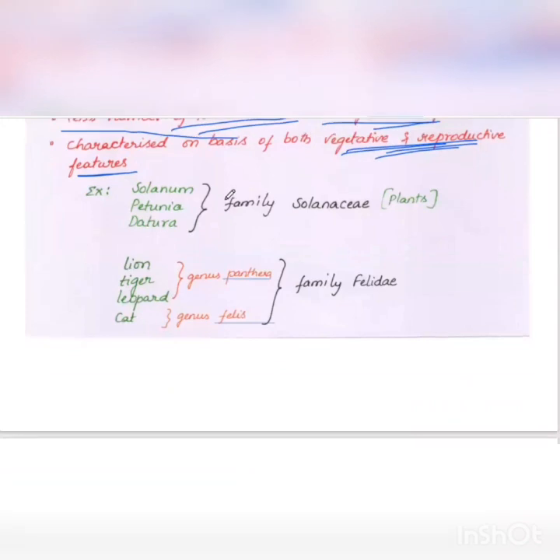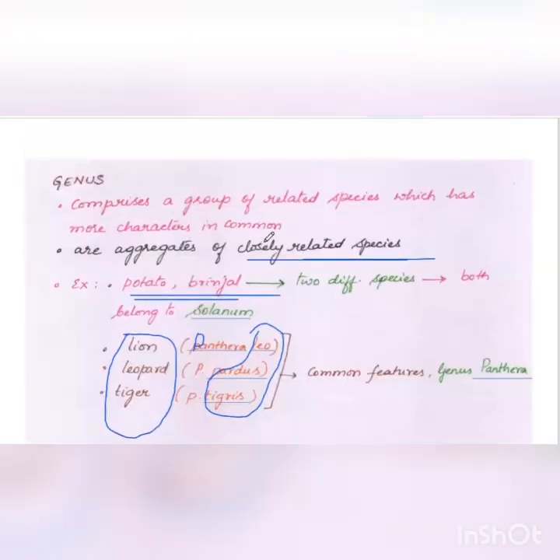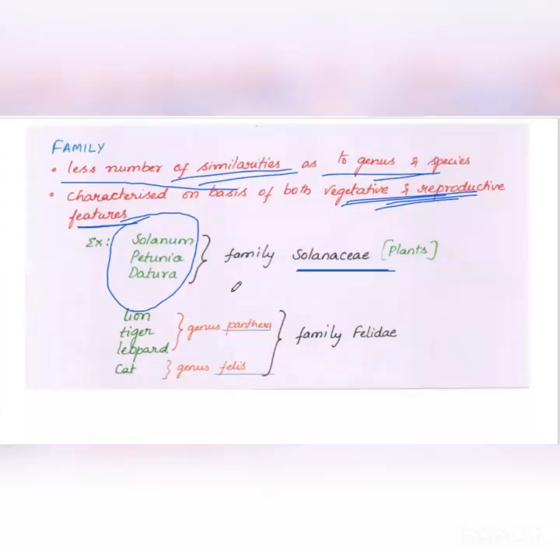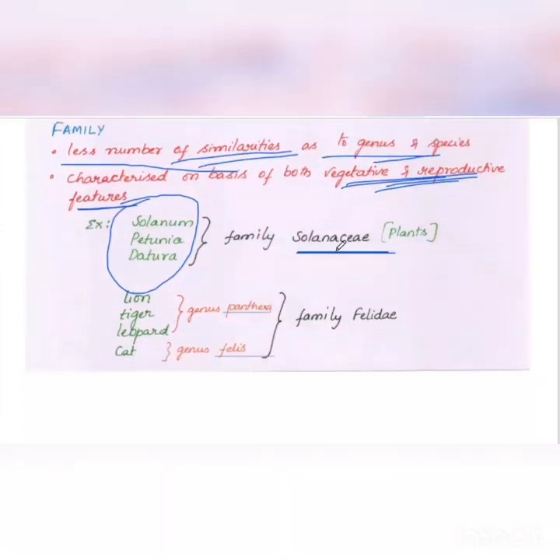These are the families: Solanum, Petunia, and Datura. They belong to the family Solanaceae. I already told you, potato and brinjal belong to the family Solanaceae. You need to remember a few families like Solanaceae, Fabaceae, and all.